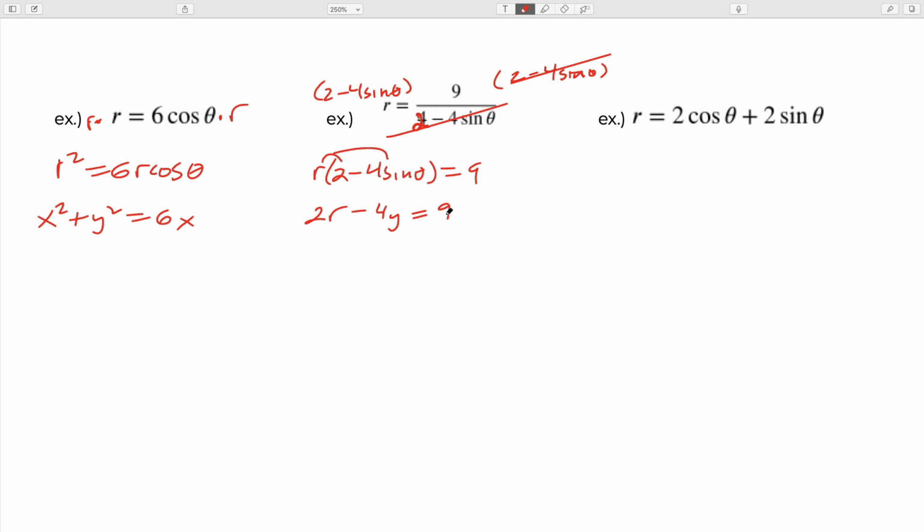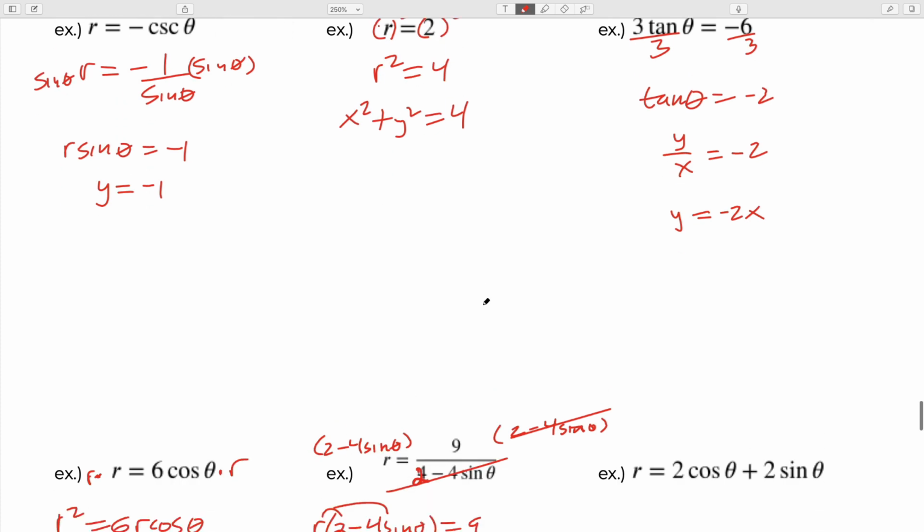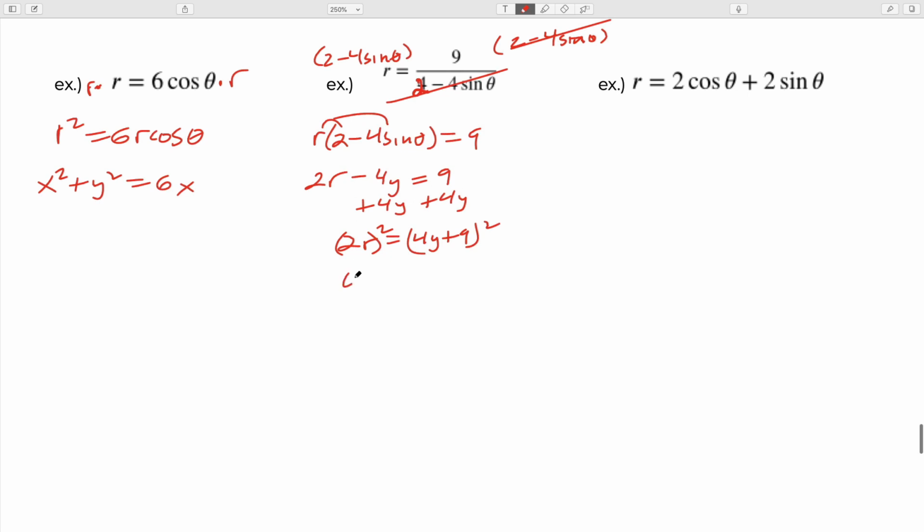So I don't want to multiply by r on both sides. I don't want to multiply by cosine times everything. Let's get this 4y to the other side and ask, what can I do now if I have 2r equals 4y plus 9? Well, going back to what we did over here, you could just square both sides, right? If we square both sides, that's going to give us 4r squared. And then this we could expand out to 16y squared. 4y times 9 is going to be 36y. This is a binomial squared, so times 2, which would be 72y plus 81.